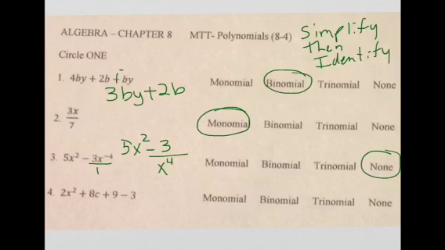The last one, we need to go through and see if there's any like terms that we can combine. Looking at the 9 minus 3, we can combine that, so it's going to be 2x squared plus 8c plus 6. So that's going to make this a trinomial.